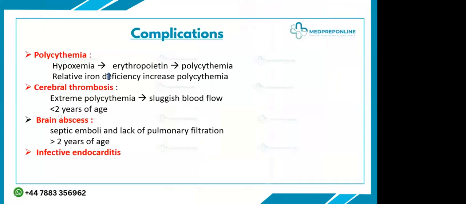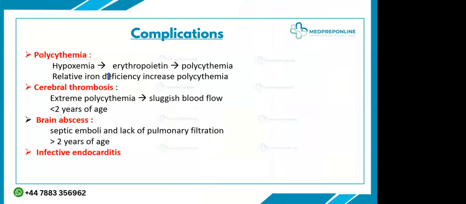So what could be the complications? What is the first line of treatment if the baby presents with a TET spell in the hospital? I mean, what will be the first choice? When the baby presents in the hospital with a TET spell, we make the knee-chest position.